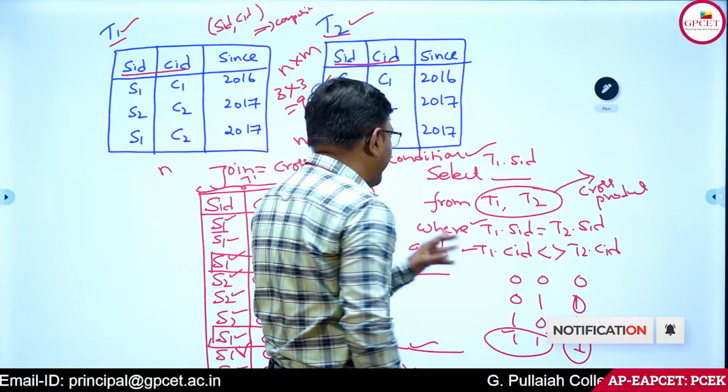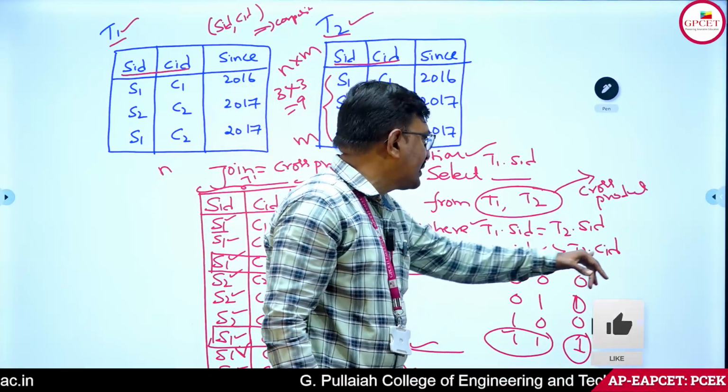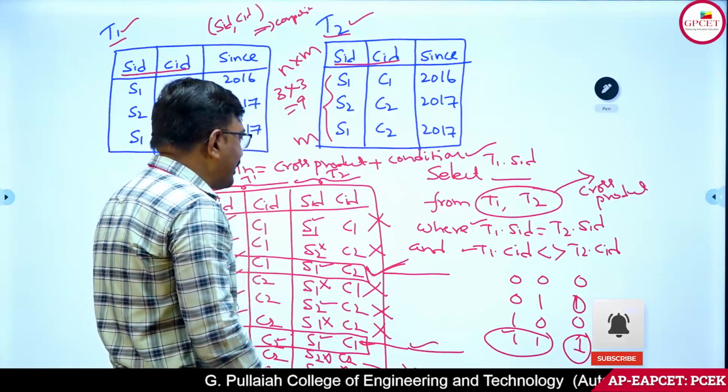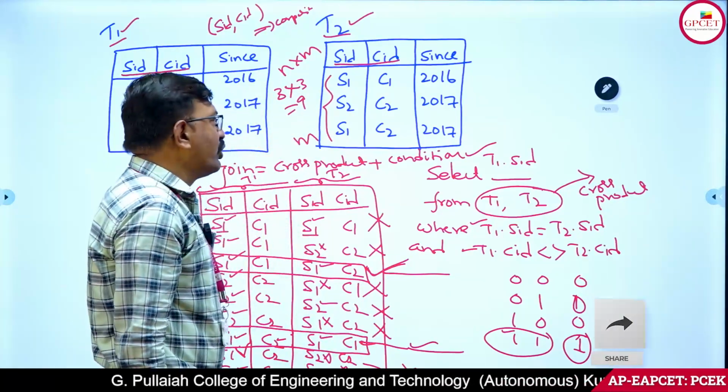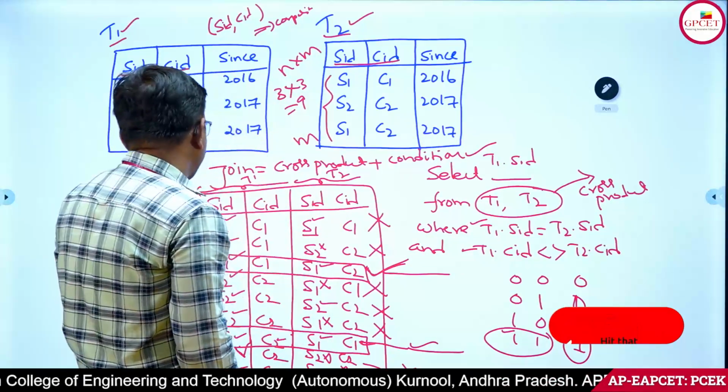From T1, T2, where T1.SID equals T2.SID and T1.CID is not equal to T2.CID. How many rows can we select? 2 rows. But we want only the SID, the student ID.